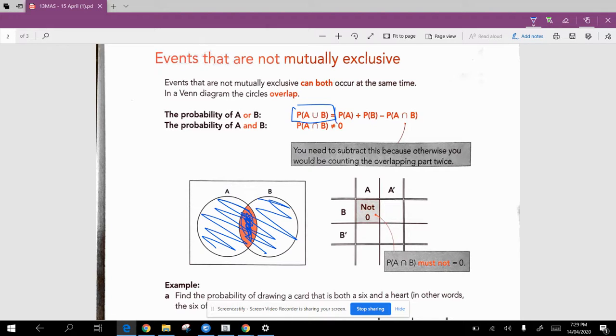So if we're actually calculating it, it's going to be the probability of A plus the probability of B minus the probability of the intersection, because I can't count them both. So that's why that minus A intersection B is there. And of course, the probability of A intersection B in this case is not 0. And that's where it's shown in this table here.